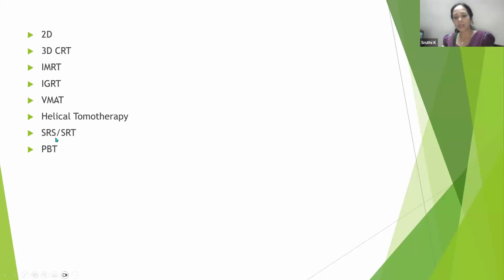This is SRS, that is stereotactic radiosurgery, and stereotactic radiotherapy. Stereotactic radiosurgery means you're giving a single high-dose radiation intracranially. And if you're giving anything between 2 to 5 fractions intracranially, you would call it stereotactic radiotherapy. The other one is your conventional proton beam therapy.